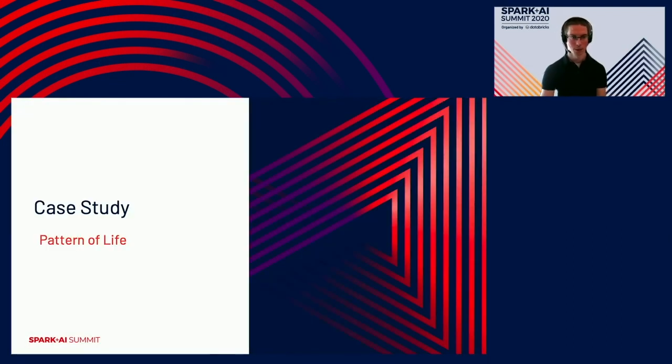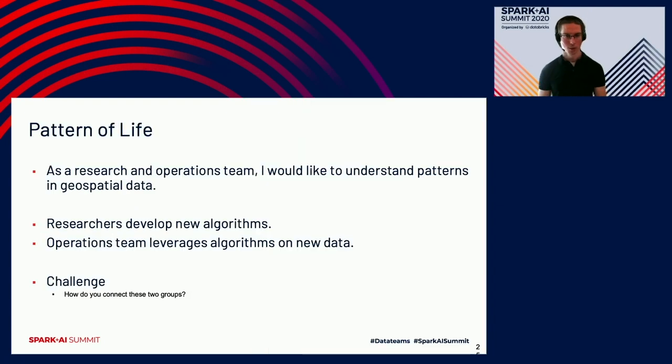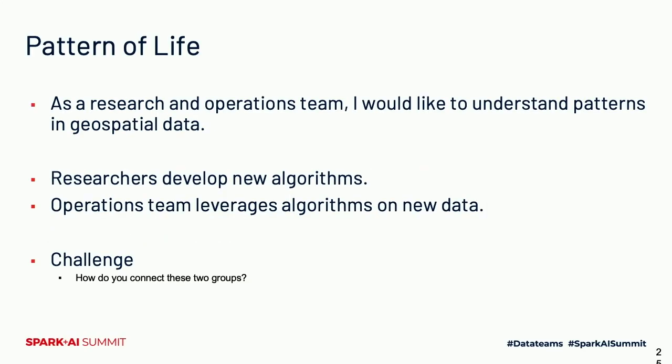So we'll skip over the demo, and now we'll go over the pattern of life case study. In terms of pattern of life, the use case here is that as a research and operations team, I would like to understand patterns in geospatial data. This is pretty common. A lot of sponsors ask us this question. Researchers need to develop new algorithms, and then our operations team needs to leverage those algorithms on new data and at scale. So the question is, how do we connect these two groups in an effective way?